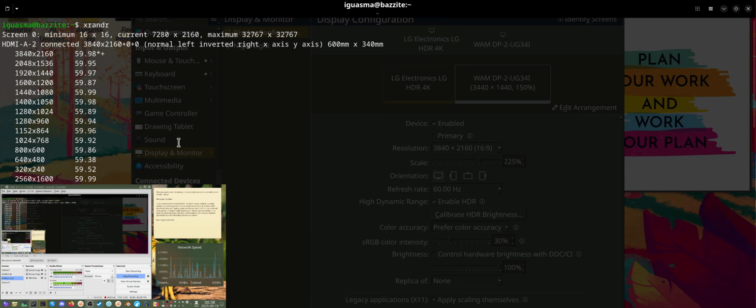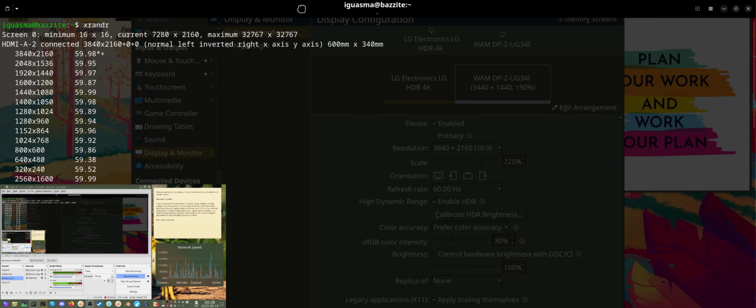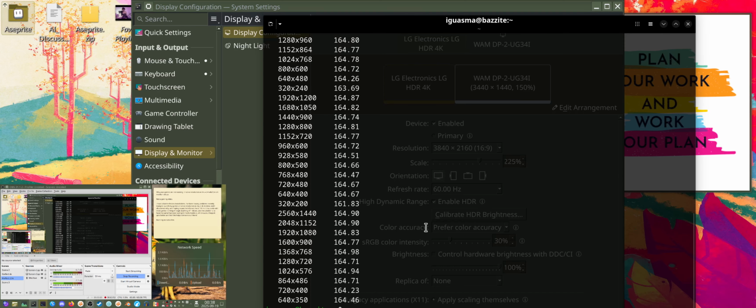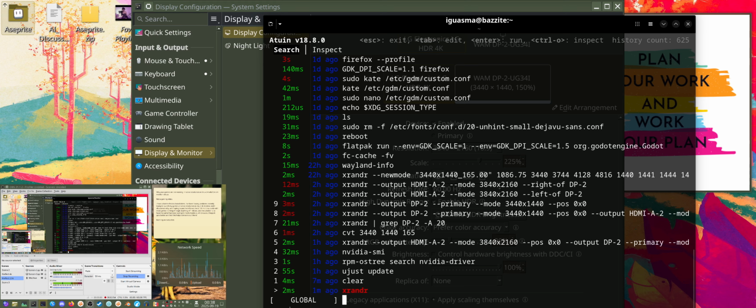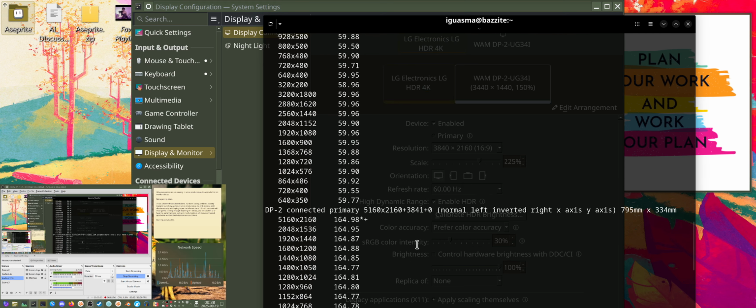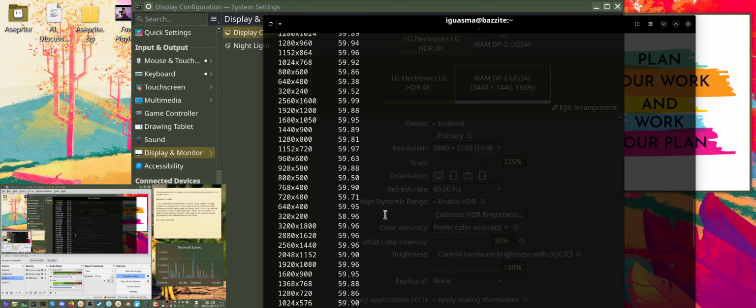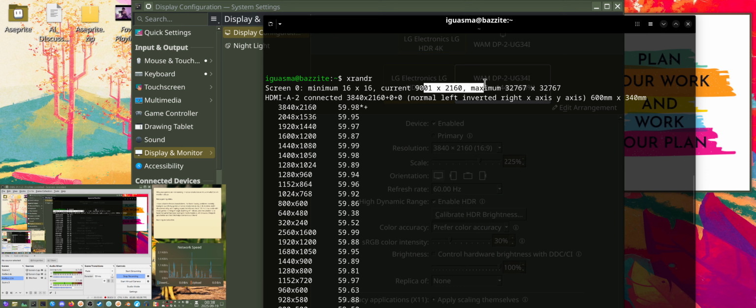What happened with xrender? Let's check. It's pretty bad. Let's type it again. Now you can't see it here, but I'm typing the same command. Let's check. Uh-oh. My primary monitor, the DP2, which is the 2.5K monitor, is at 5K resolution. And this one is even worse. It's at 9001 by 2160. Well, it's kind of normal.